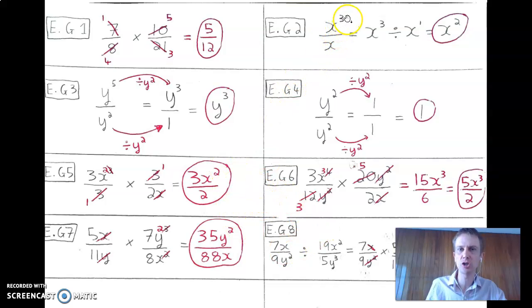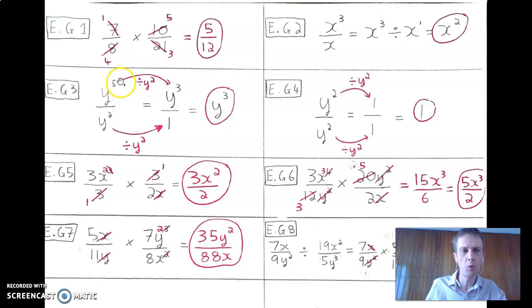Okay, x cubed over x. That fraction sign there means divide, so that's equal to x cubed divided by x to the 1. 3 minus 1 gives you 2. So you should understand that x cubed over x is x squared.